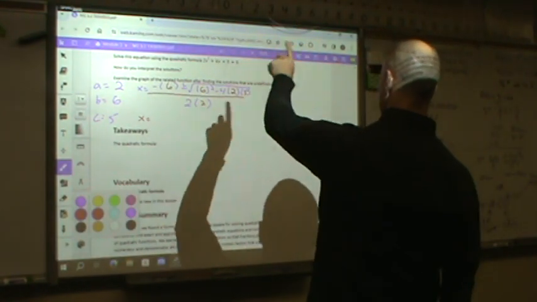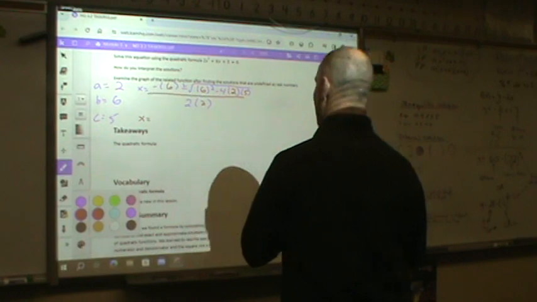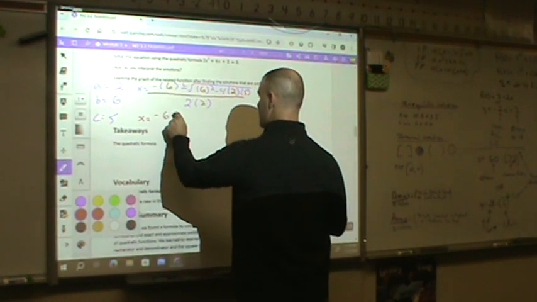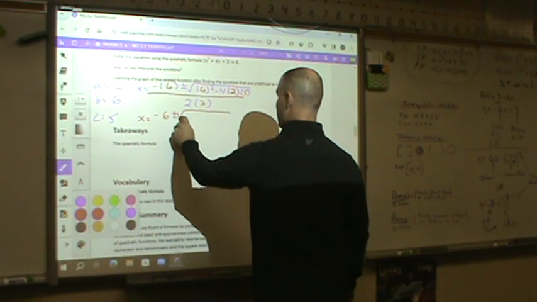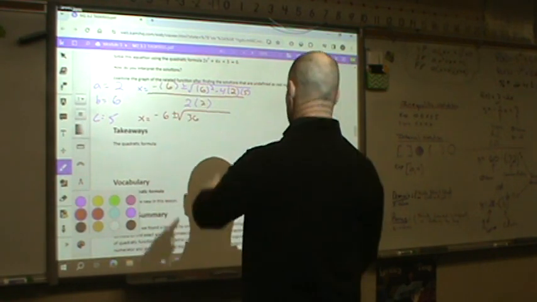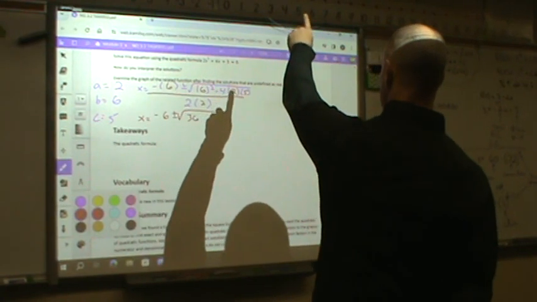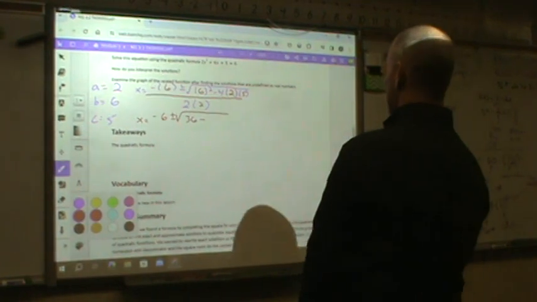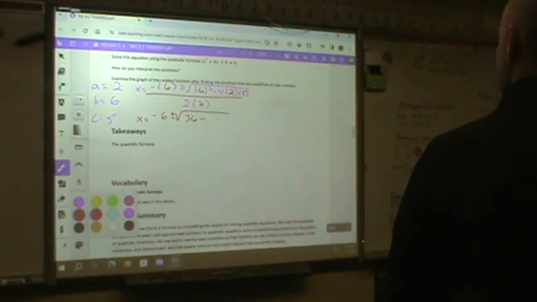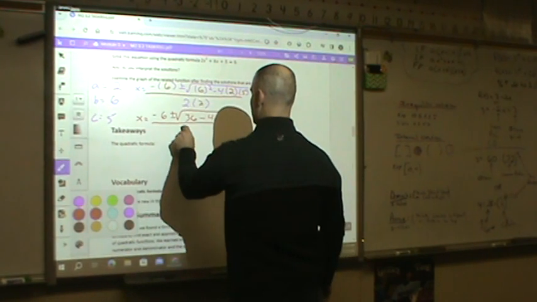Again, why do I put the parentheses? For me, it cuts down on the mistakes. So minus a positive 6 is negative 6, plus or minus 6 squared, which is 36. Is it 36 plus or 36 minus? A negative times a positive is a negative. So it's 36 minus. 4 times 2 is 8. 8 times 5 is 40. All divided by 2 times 2, which is 4.